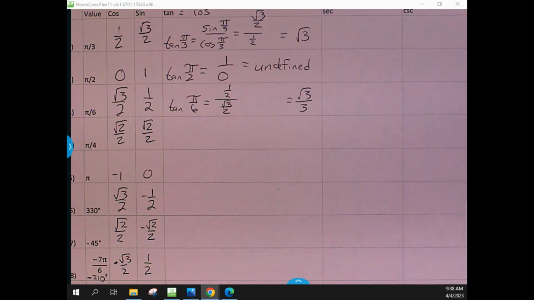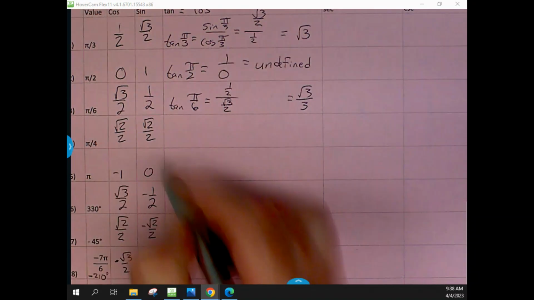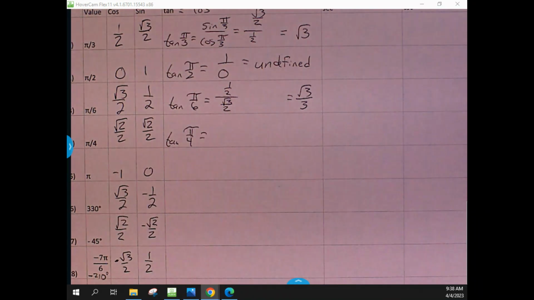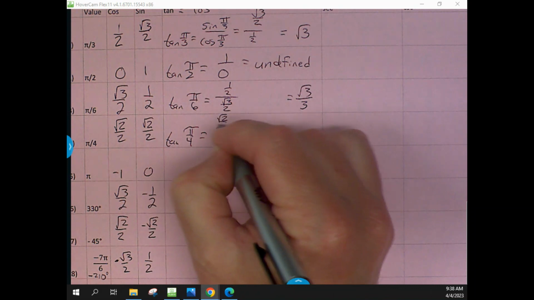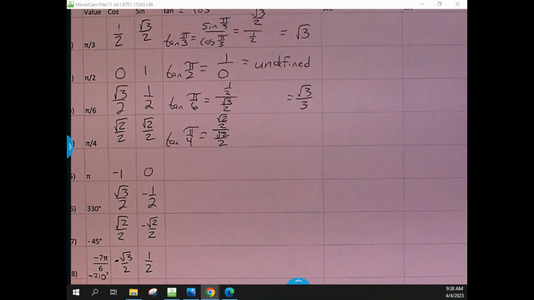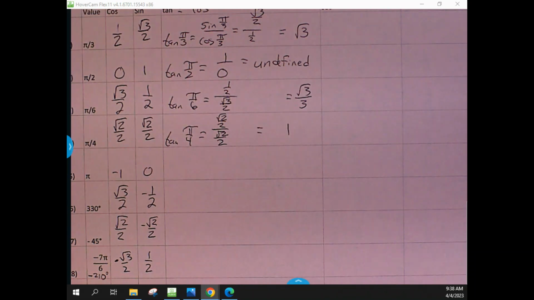Okay, now some of these get to be kind of easy because if we do tangent of pi over 4, what happens? You get the same thing over itself. What happens when you put the same thing over itself? Oh, yeah, you just get 1. Look at that.